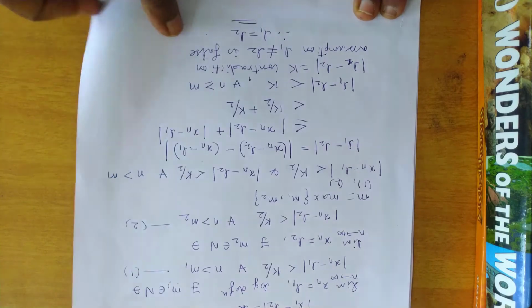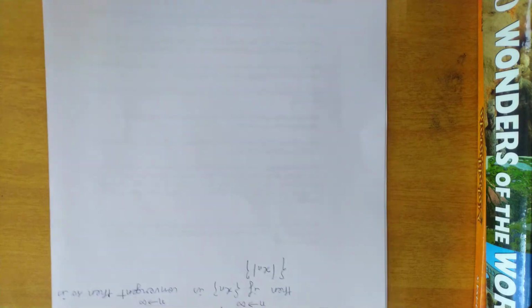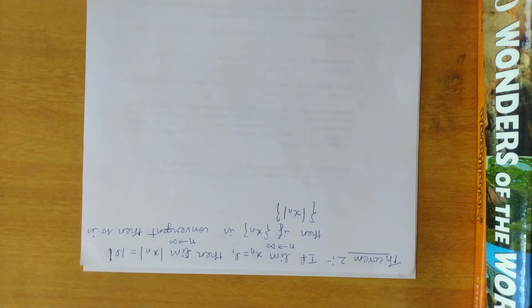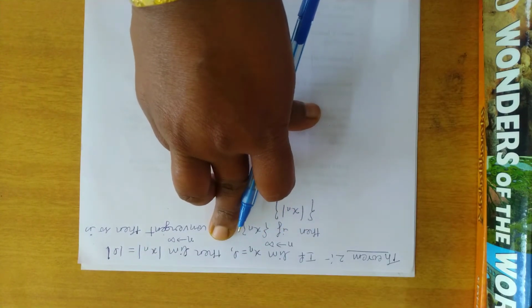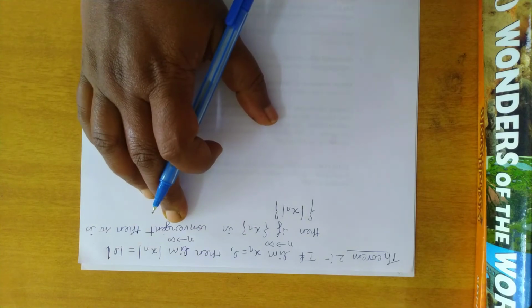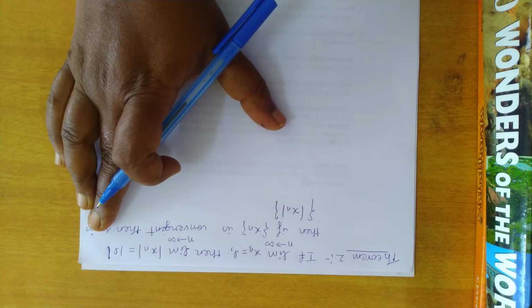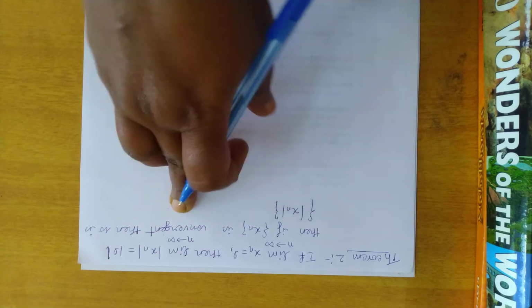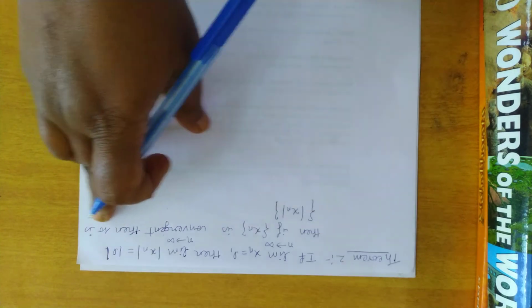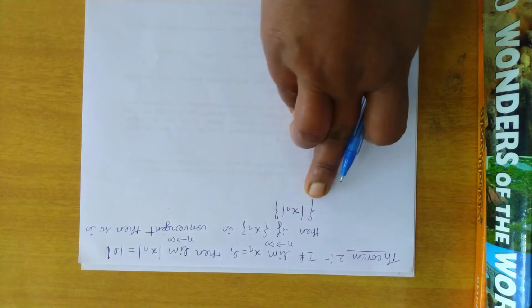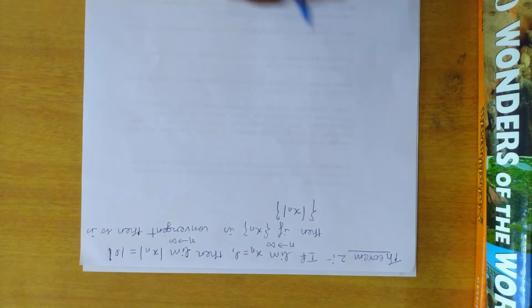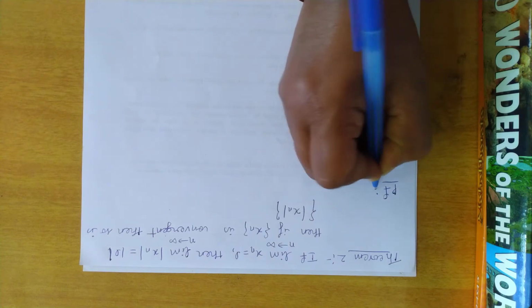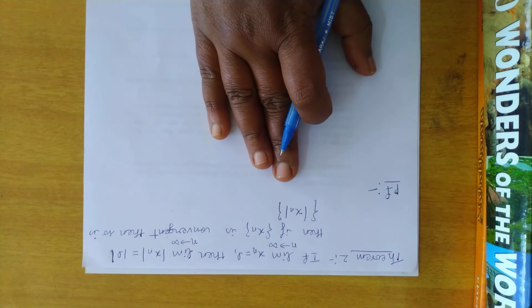Now, let's move on to theorem 2. What does theorem 2 tell us? If limit n tending to infinity xn is L, then limit n tending to infinity modulus of xn is modulus of L. If the sequence xn is convergent, then the sequence of modulus of xn is also convergent. So we need to prove this. So let's start proving the second theorem.